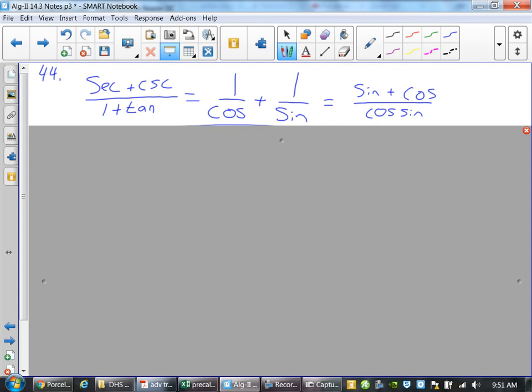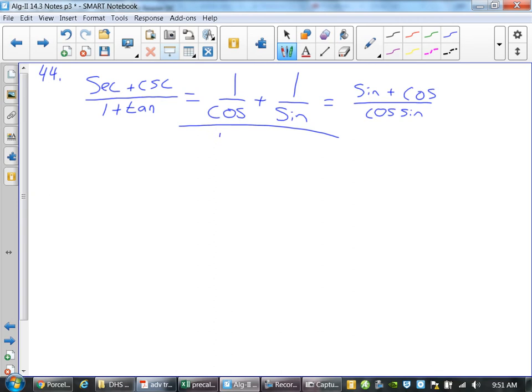Do the same thing in terms of sines and cosines with the tangent. Tangent is sine over cosine. The denominator also needs something common. What's going to be common between the 1 and the cosine? Cosine. The fraction on the left needs a cosine. The fraction on the right doesn't.